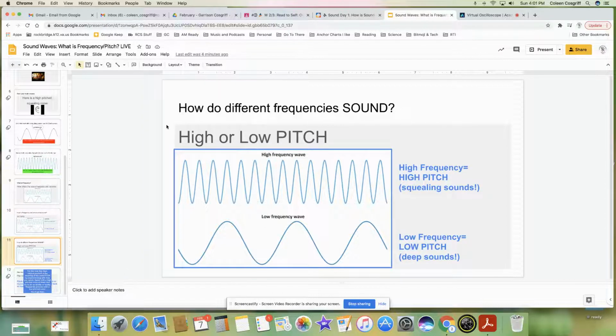And now, how do different frequencies sound? Just like you've been hearing me try to do this with you. I sure miss doing this with kids so they can do it for me. But this one is a high frequency, high pitched, high energy wave. So it should sound like this, and low frequency should be low pitch, and it should sound low energy like this.